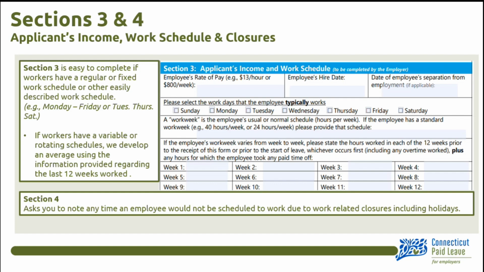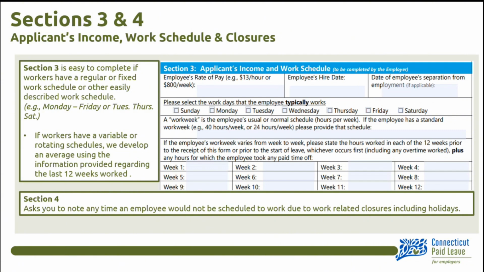If your worker has a variable or rotating schedule, we ask you to indicate the days they typically work. For example, if they work every other weekend, check box Saturday and Sunday because they could work both days. If they alternate between working Monday through Thursday one week and Wednesday through Sunday another, check all the boxes.